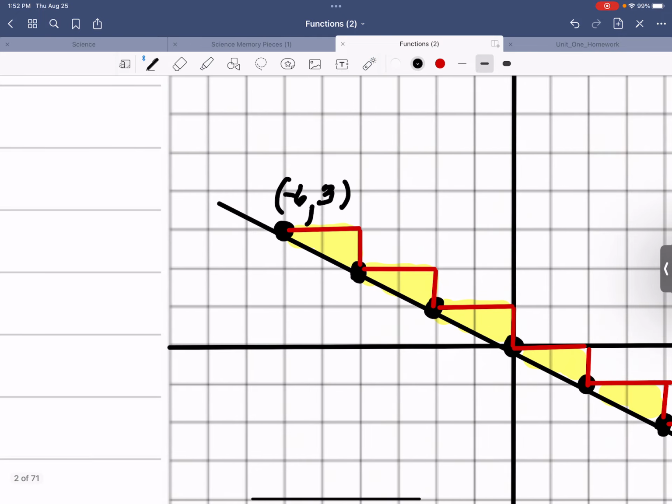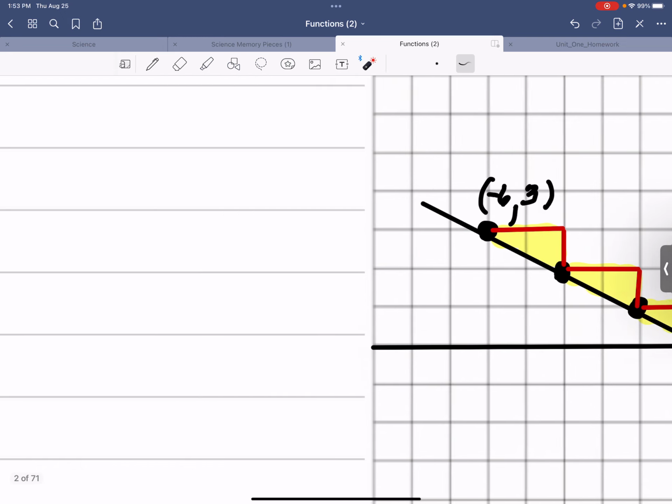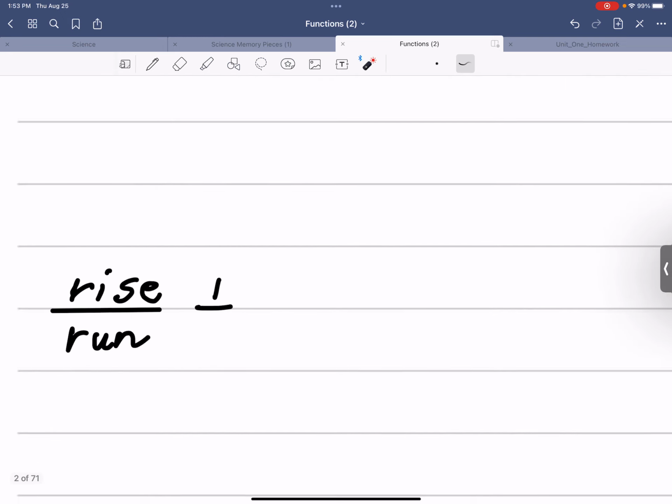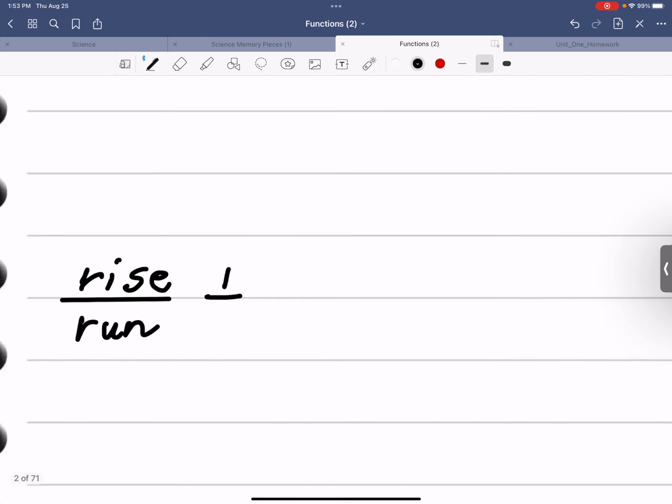And then running, how wide is the step? How much do I have to step on? Well, there's 2, 2, 2, 2, 2. Run is 2 in each step. So there's your slope. You don't even have to do the formula if you know it.